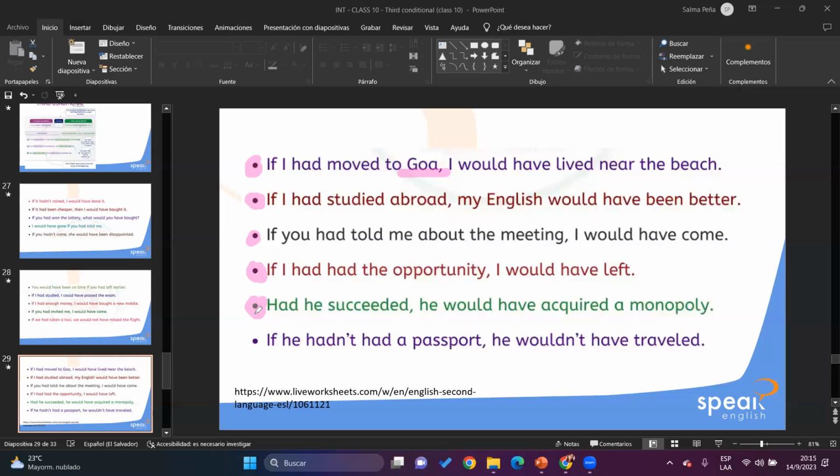If he had succeeded, he would have had a clear monopoly. Yes. Okay. And Delia, the last one: If he hadn't had a passport, he wouldn't have traveled. Okay. Yes, it's monopoly. This one is acquire. Acquire. That's how you pronounce it. One more: success. That would be succeeded. Succeeded. Yes, exactly. Do you know the meaning of that? Or is it new? Succeeded?